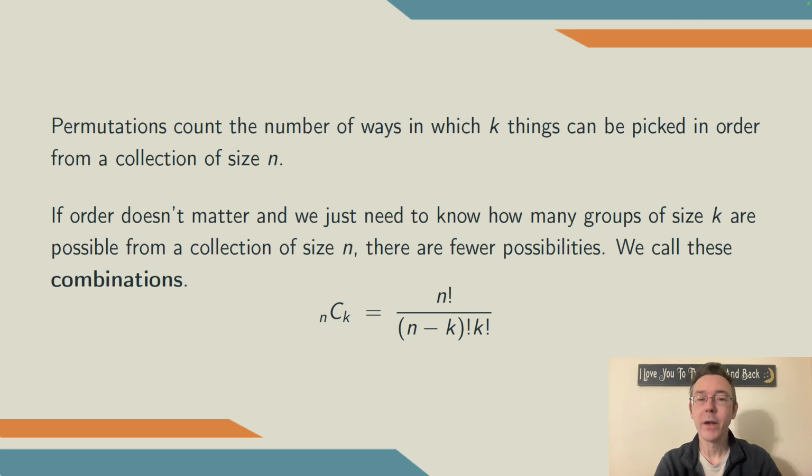Permutations count the number of ways in which k things can be picked in order from a collection of size n, but sometimes order doesn't matter to us, and we just need to know how many groups of that certain size are possible from a collection of size n. There are going to be fewer possibilities, and we call them combinations.